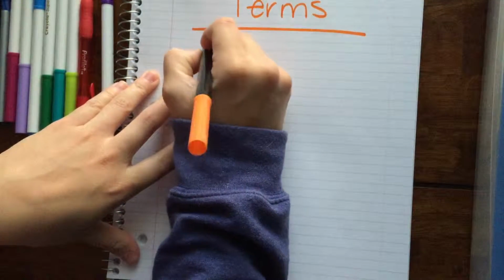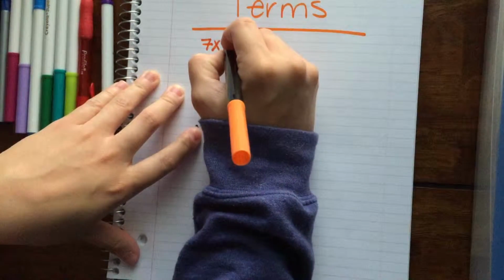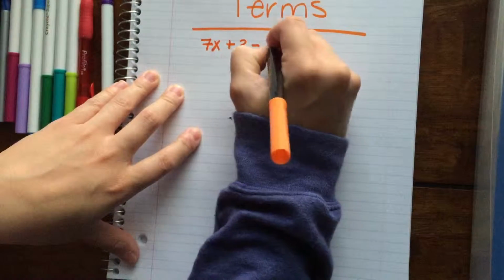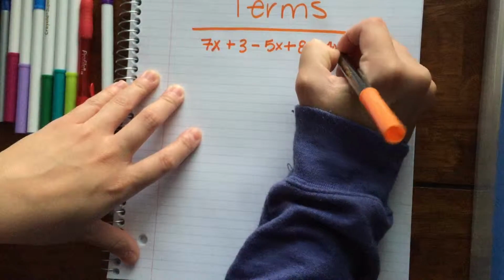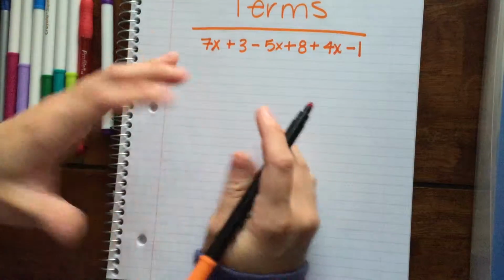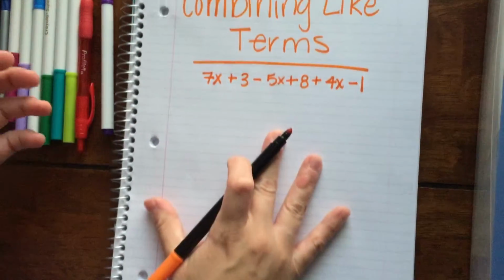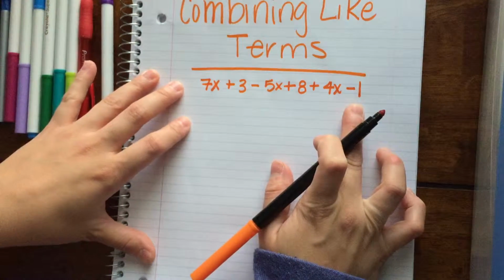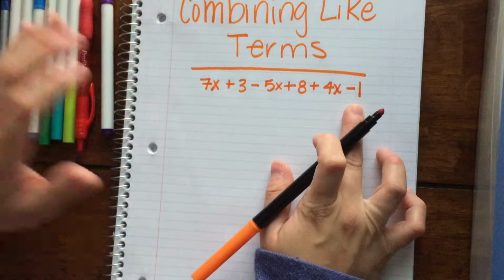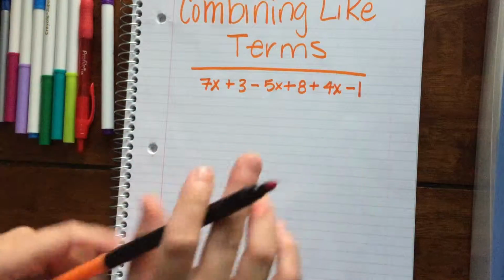On our next video, we want to review combining like terms. So if I have the following, 7x plus 3 minus 5x plus 8 plus 4x minus 1, we want to figure out what we can combine from this expression. Notice there's no equal sign, and as we learned before, that would be an expression.